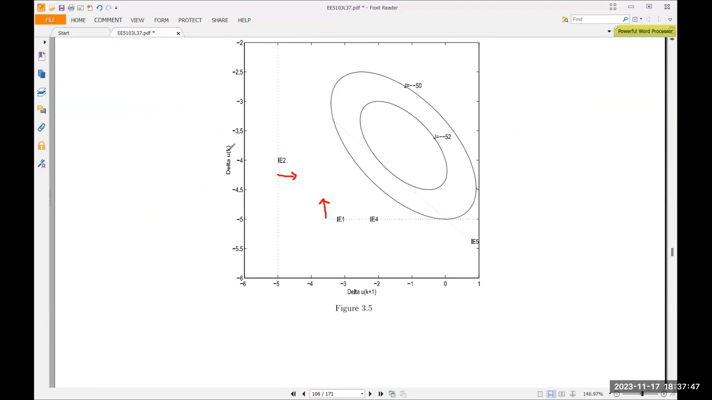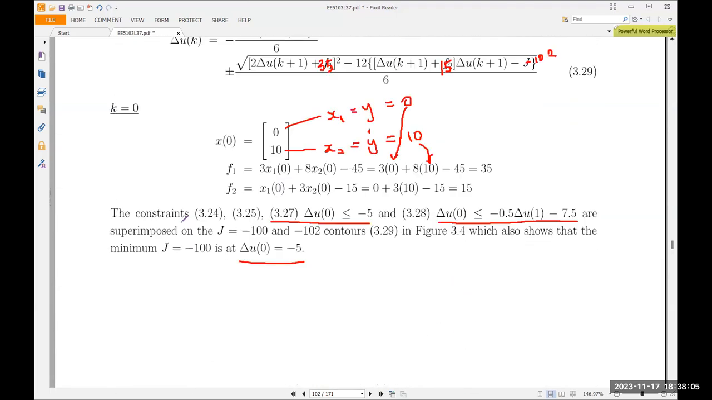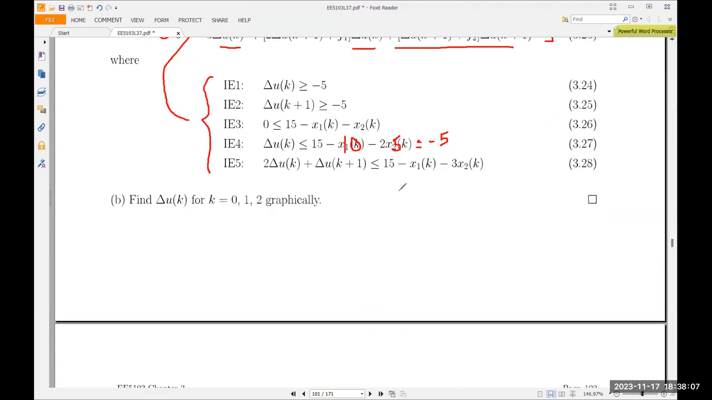UK is this one. IE4 minus 5 is here. So IE4 says that it must be less than minus 5. Okay. And then the last inequality says that, so this is 10. This is 5.